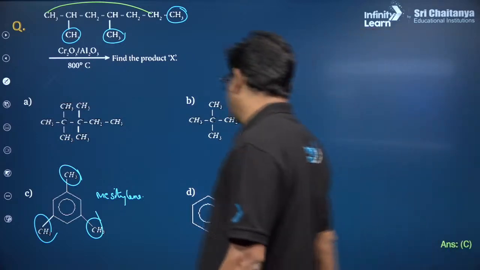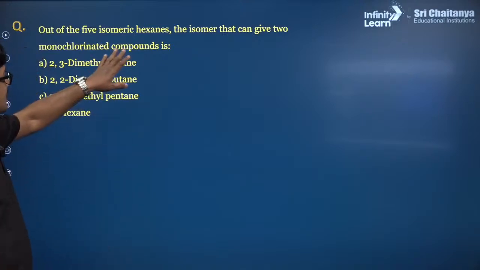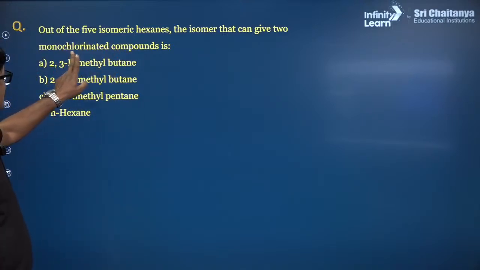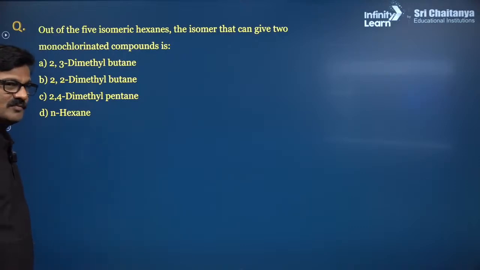Next question. Yes, the answer is going to be C. Out of the 5 isomeric hexanes, which isomer can give just 2 monochlorinated compounds?